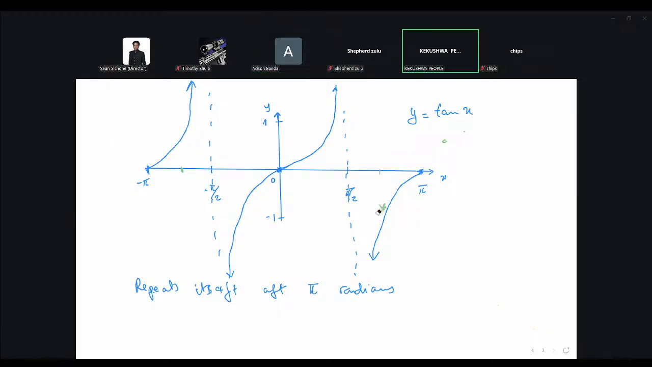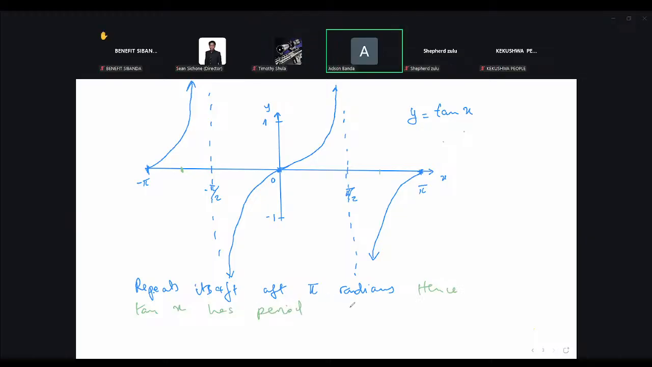Any other question or clarification? Right, so we said the graph repeats itself every pi radians. So in this case, the period of the tangent of x is pi radians.